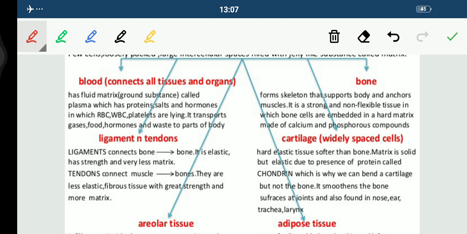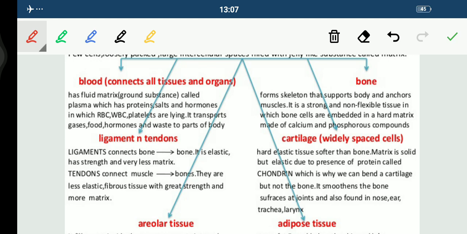And what is the function of blood? Blood consists of plasma, RBC, WBC and platelets, right? It transports gases, food, hormones and waste to parts of the body.